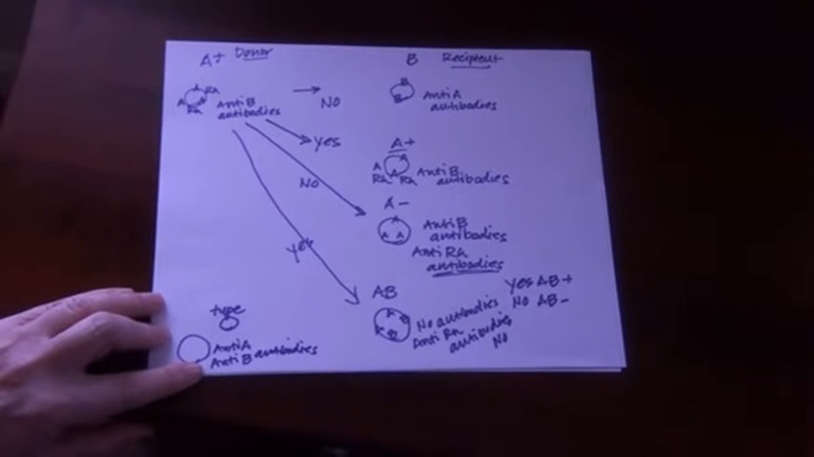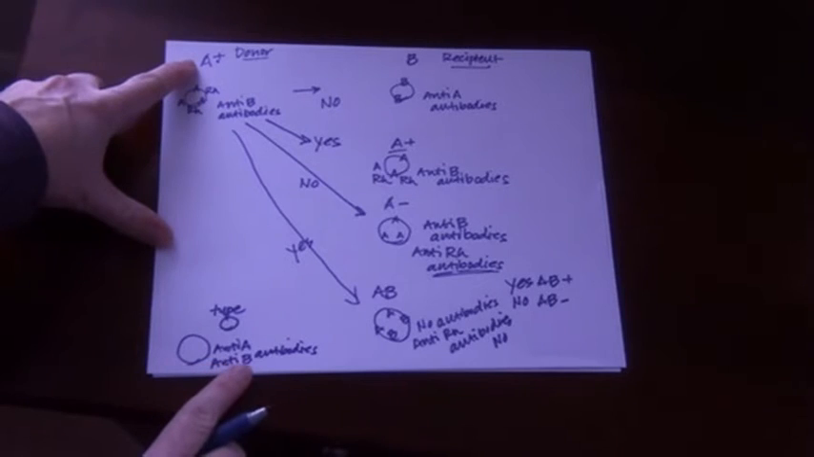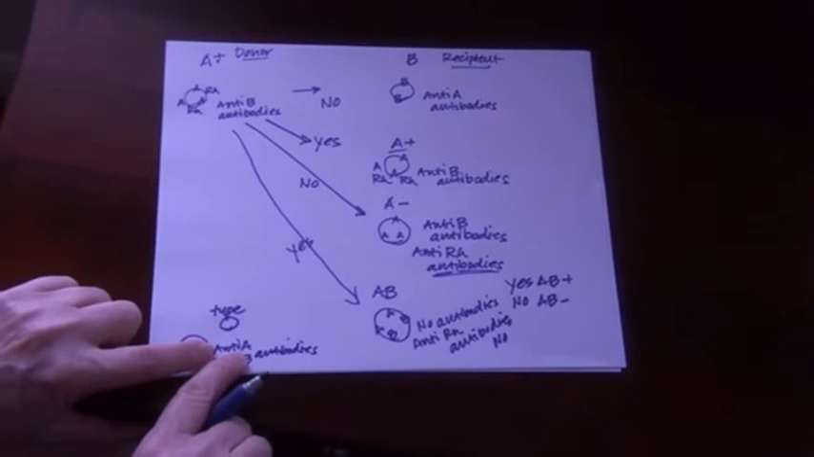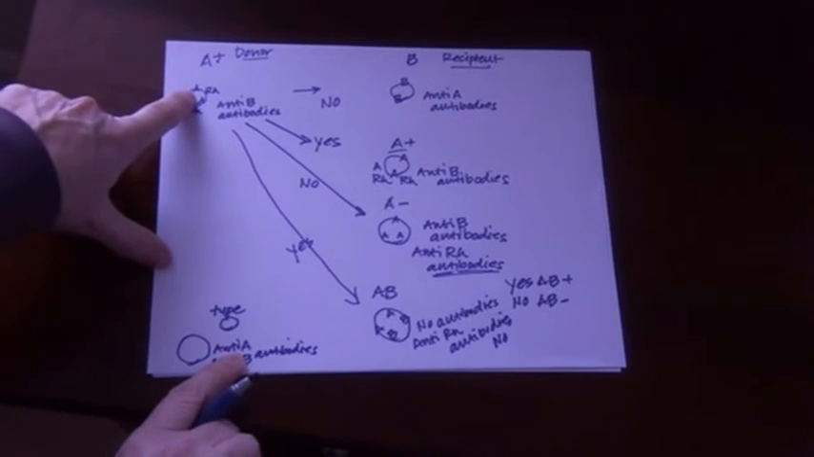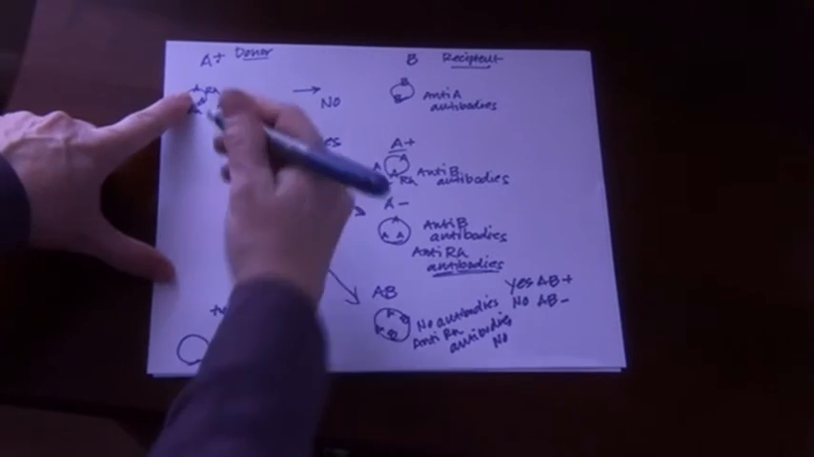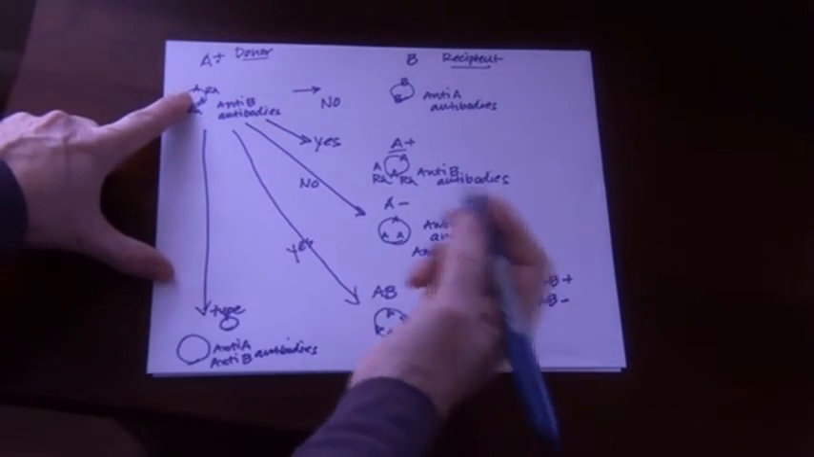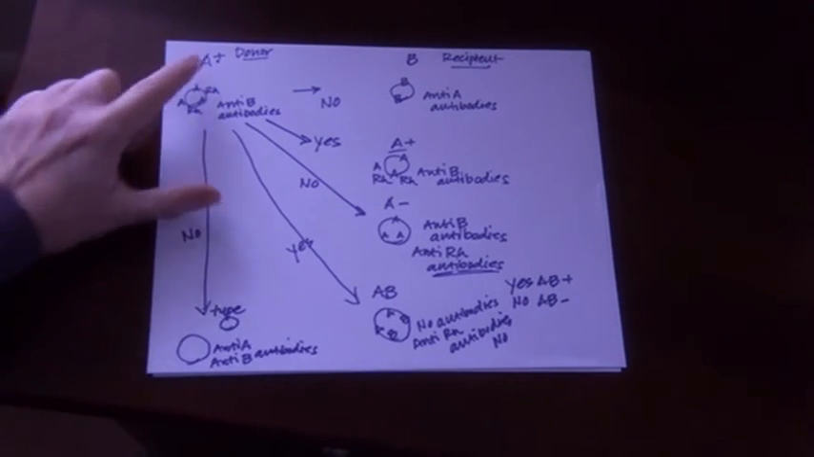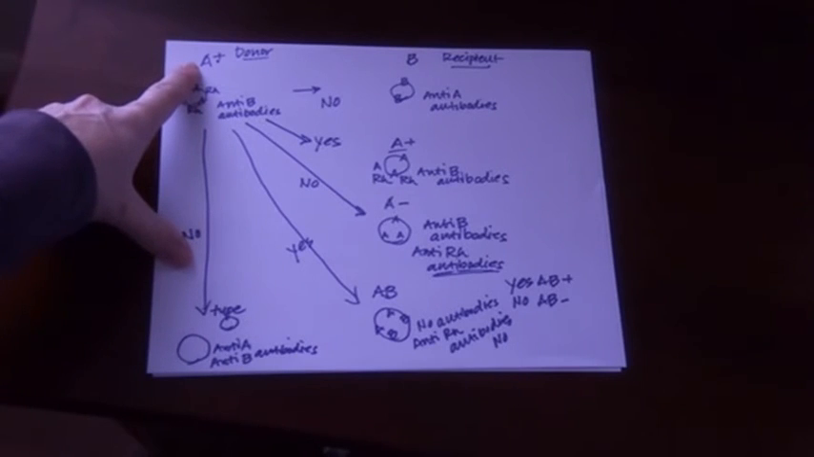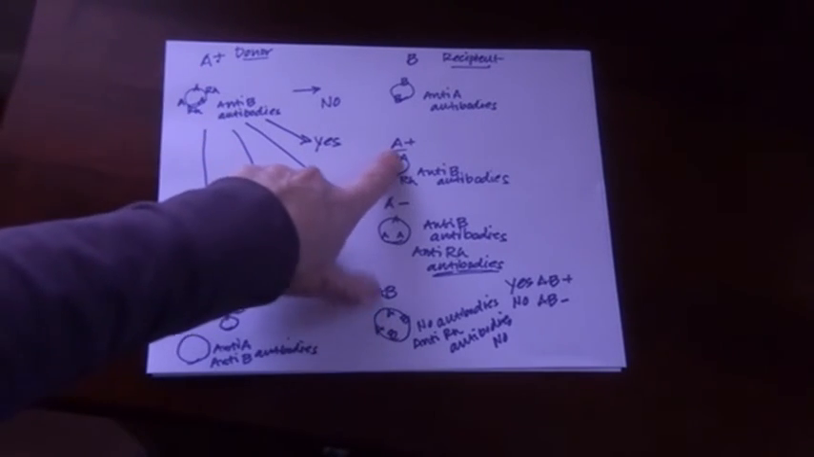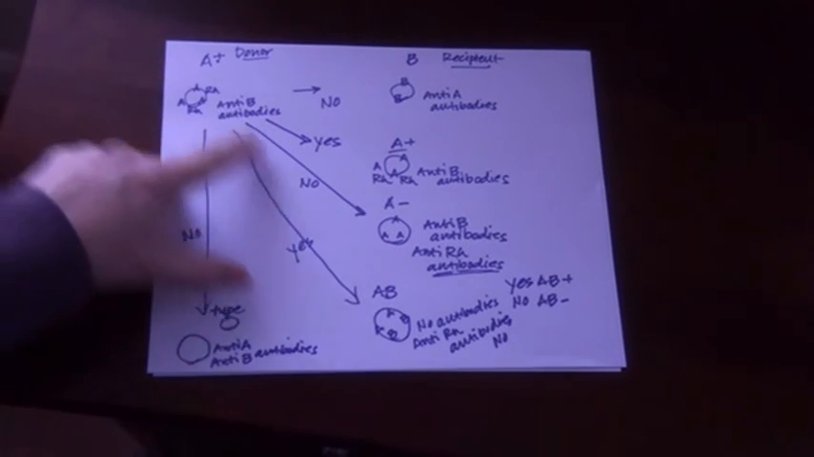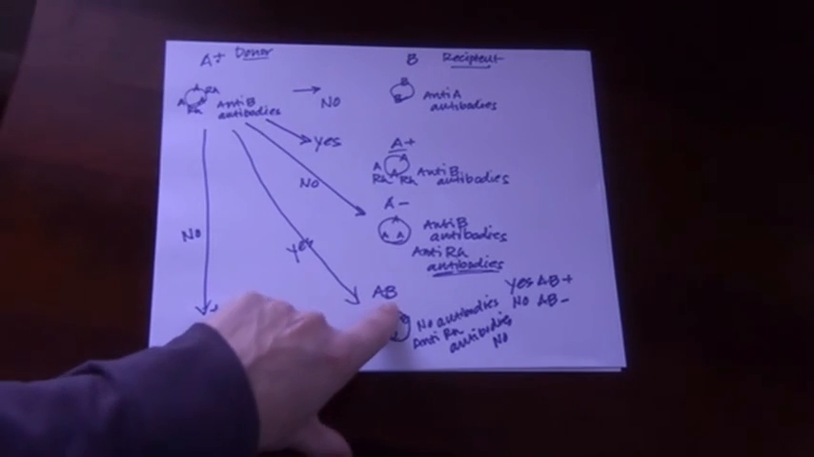So can A positive blood donate to type O blood? It can't, because this anti-A antibody is going to react with the A antigen that's present here. So can we go this way? No, we can't. So what are our yeses here? A positive blood can donate to A positive blood, and it can donate to AB positive blood.